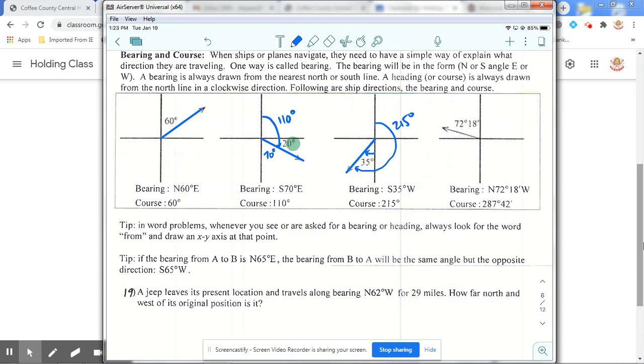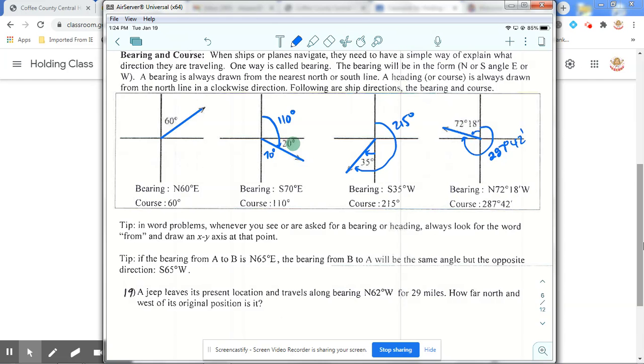The last one is north 72 degrees, 18 minutes toward the west. We start from the north and rotate that angle toward the west. The course or the heading starts from the north, or 12 o'clock, and we rotate 287.42 degrees in the clockwise direction. And for this other angle, we started at the north and rotated toward the west.